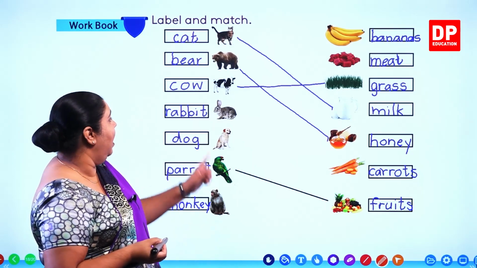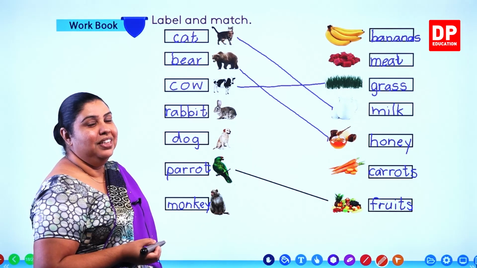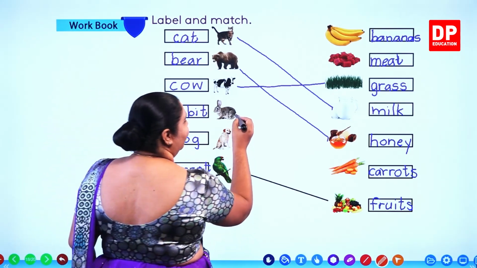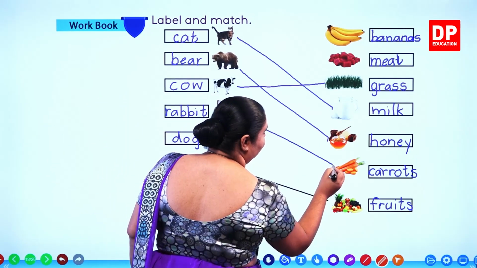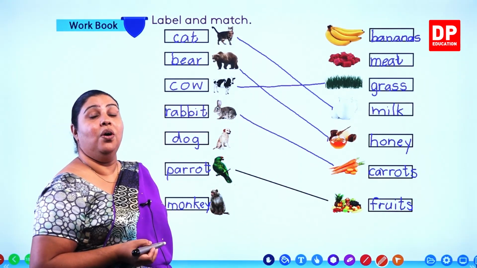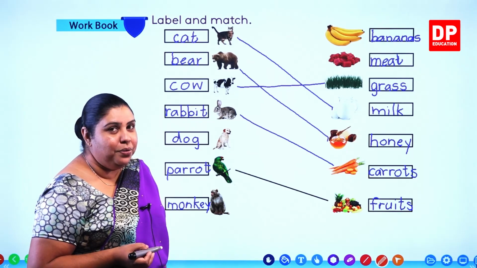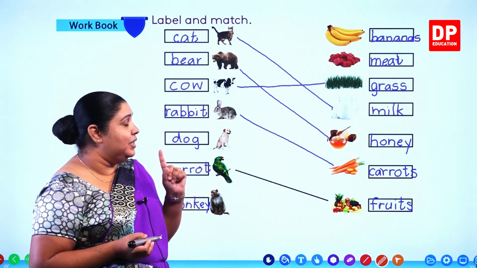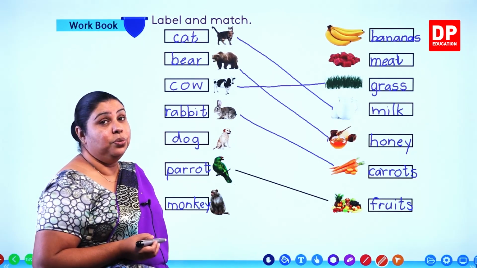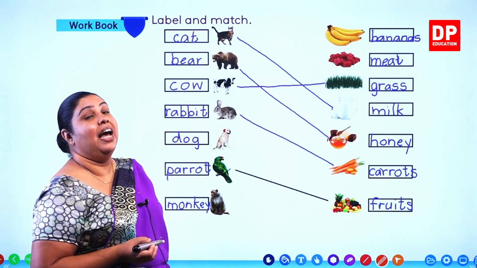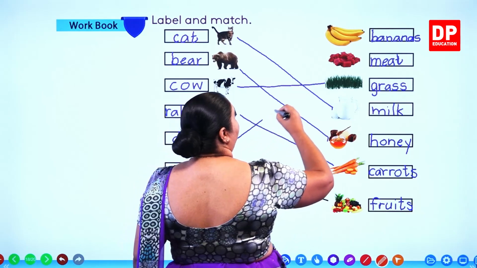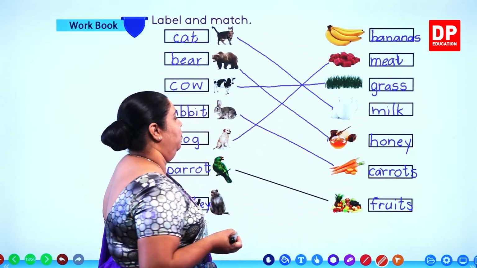Then we have our rabbit. What is the favorite food of the rabbit? It's the carrots. So you have to match the rabbit to the carrots over here. Then we have our dog. Now, can you remember when the dog came for tea? When the farmer asked what he likes to eat? He said, I like meat. Now we have to take our dog and match it with the meat over here.